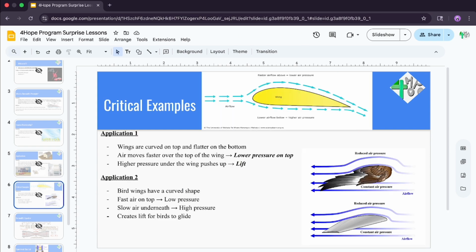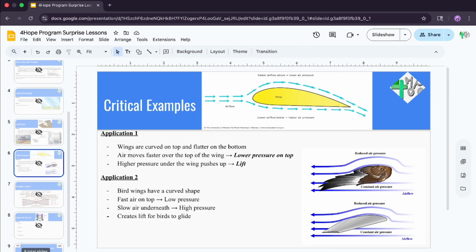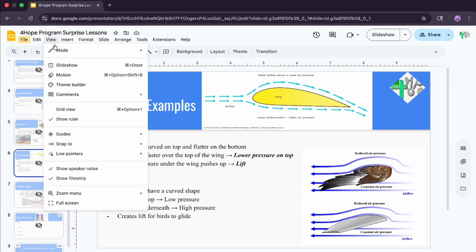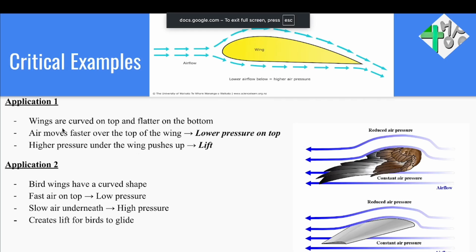So now, there are two critical examples I also want to show you before we start our lab for today. Here are two applications. One is for aircraft and the other is birds. They both fly high in the sky, guys.